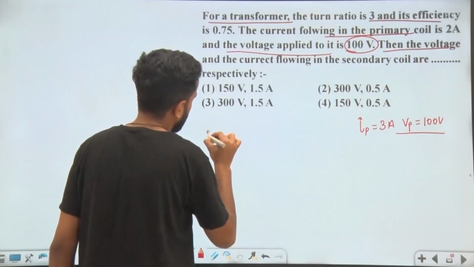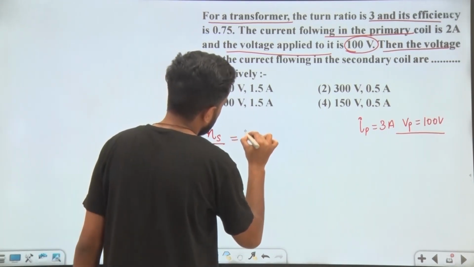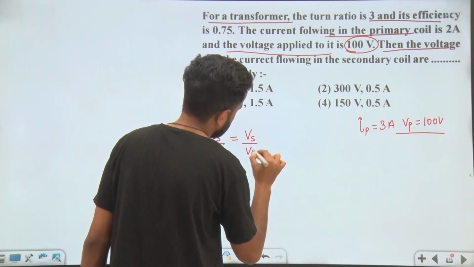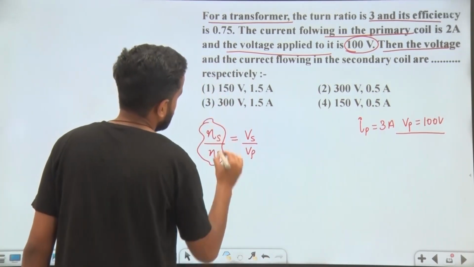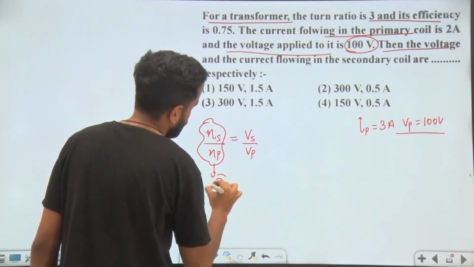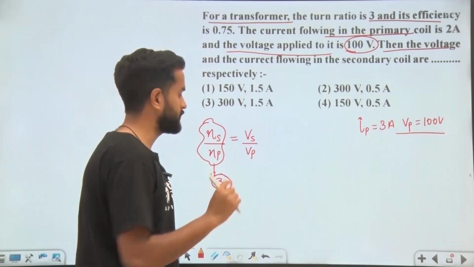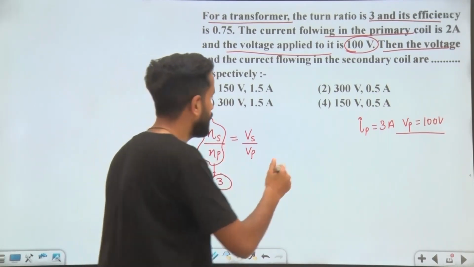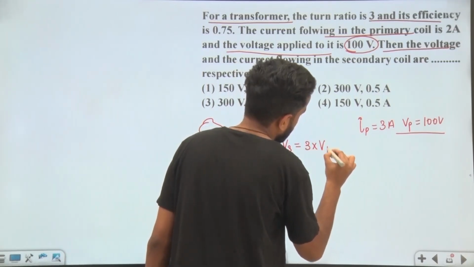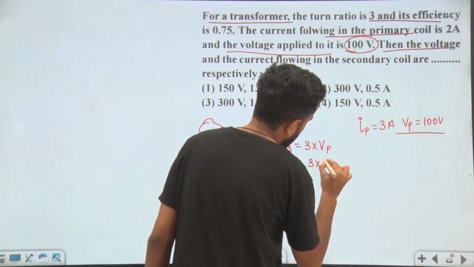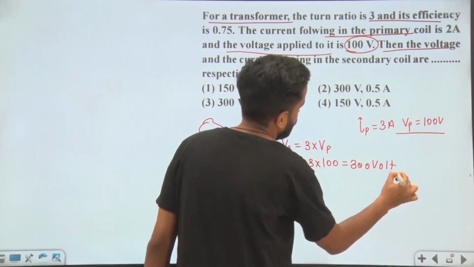Okay, now we know that Ns upon Np is equal to Vs upon Vp. The value of Ns by Np, the ratio of turns, is given as 3. Okay, the turn ratio is 3. So we can write Vs is equal to 3 multiplied by Vp. So 3 into 100 gives us 300 volt. Okay.